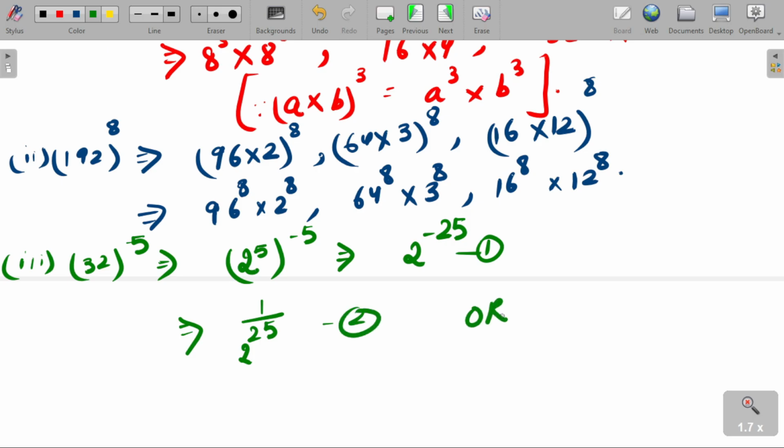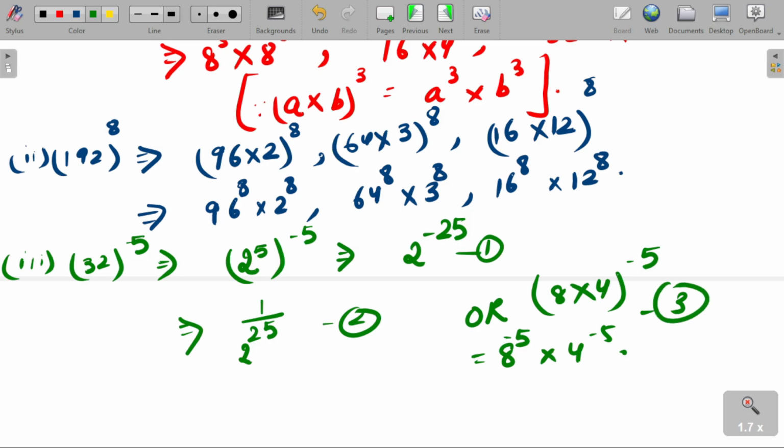Or we can write 8 into 4 raised to minus 5, right? Which is 8 raised to 5 into minus 5 into 4 raised to minus 5. You can directly do like this also. This is the third way. Hope this is clear to you. So moving to the next question.